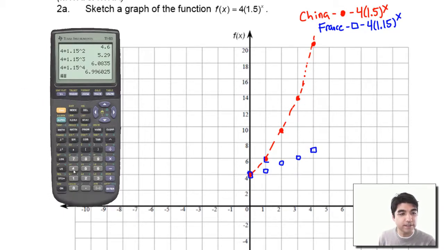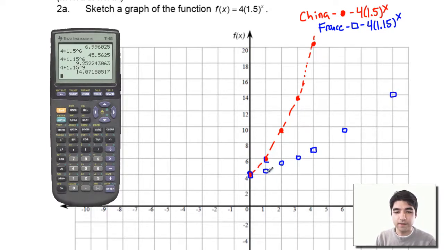Let's go up a lot more years. Let's go to 6. 4 times 1.15 to the 6th power equals 9. It's actually hard to use this calculator on the computer also. And let's go up to the 9th year. 4 times 1.15 to the 9th equals 14.